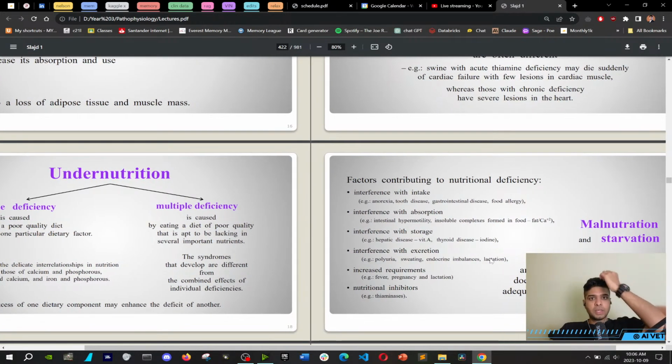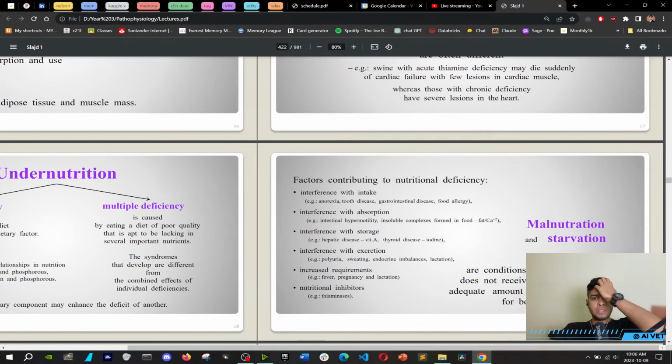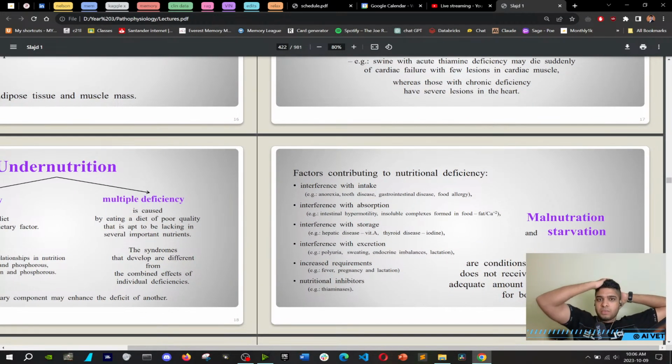Factors contributing to nutritional deficiency are interference with intake, interference with absorption, storage, increased requirements, nutritional inhibitors. Malnutrition and starvation are conditions in which the animal does not receive or is unable to use an adequate amount of nutrients.